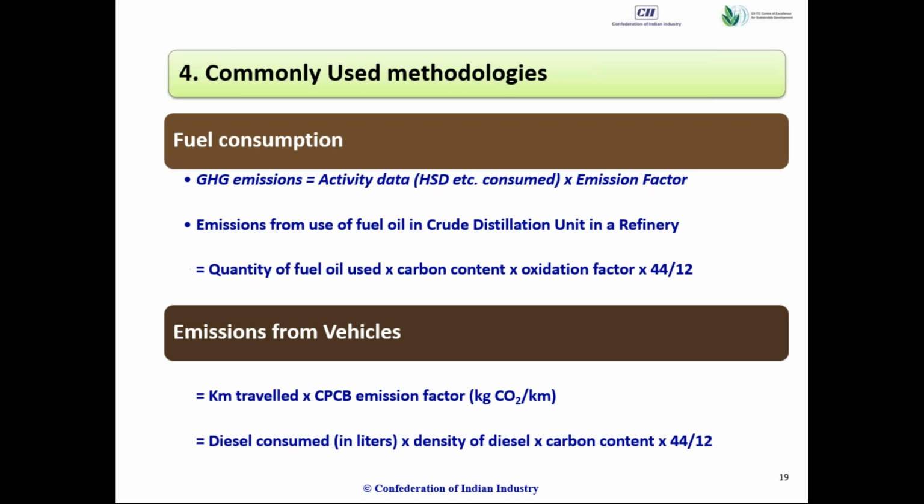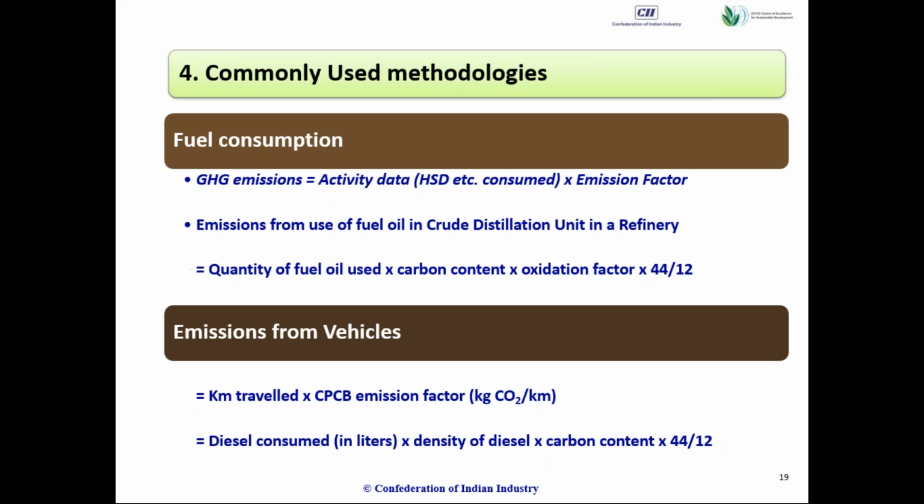In many cases, suppose the emission factor is not available, or you don't have a country specific emission factor, then the formula that is used most commonly is that we use a carbon content value. We have the fuel oil used, for example, naphtha, the quantity of naphtha used. We multiply by carbon content, we multiply by oxidation factor, and we multiply by 44 by 12. Why is this 44 by 12 used? Because 12 grams of carbon results in 44 grams of CO2.